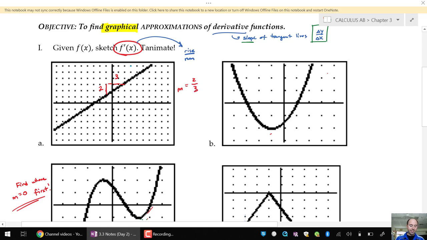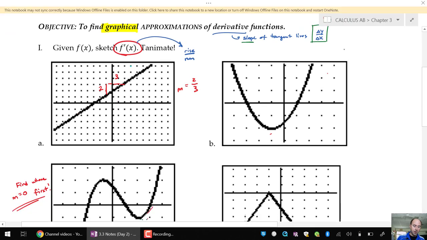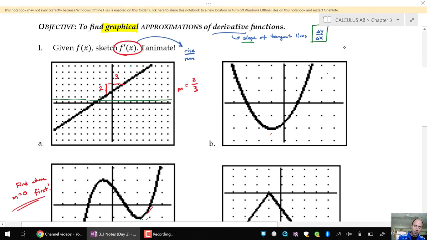So that being the case, my derivative is going to be just that, y equals 2/3, or f prime of x equals 2/3. And that's going to be this horizontal constant right about there, at the line y equals 2/3. So let's label that. I'll use blue to label that f prime.